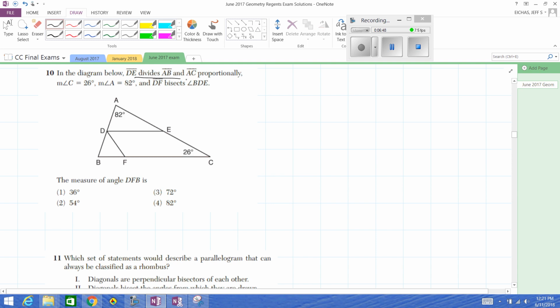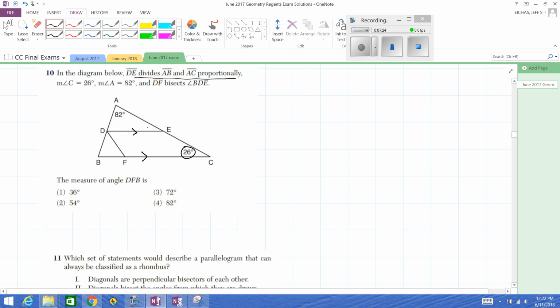All right, divides proportionally. So DE divides AB and AC proportionally. Okay, so this is the side splitter theorem another way. When you divide the sides proportionally, we know that those are parallel. So, yeah, the proportional sides, that tells us those are parallel. Wow, this is going to be a lot. I see a lot going on in this problem. Okay, measure of angle A is 82.